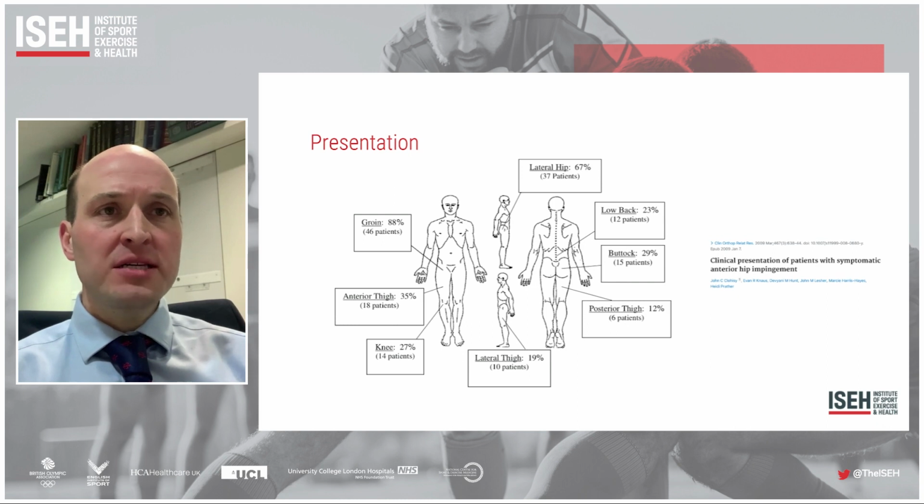This cartoon from Clohisy demonstrates that often pain is felt in the groin, but not exclusively. As we can see, a good proportion of patients also complain of pain in the lateral hip, also the lower back, buttock, and anterior thigh. It can also be felt in the knee, though the most common clinical presentation is of pain within the anterior groin.